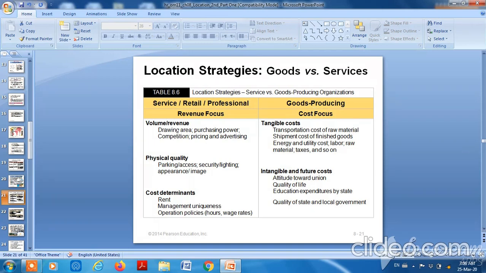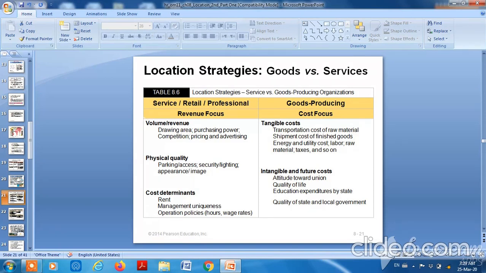Volume revenue, drawing area, purchasing power, competition, pricing, and advertising. So the service industry will consider these factors like drawing area, purchasing power, competition, pricing, and advertising. And it will consider the physical quality like parking access, security, lighting, appearance, and the image. Cost determinants for service industries will be rent, management uniqueness, operating policies, like wage rates. So the service industries will be concerned about these three factors: revenue, physical quality, and cost determinants.